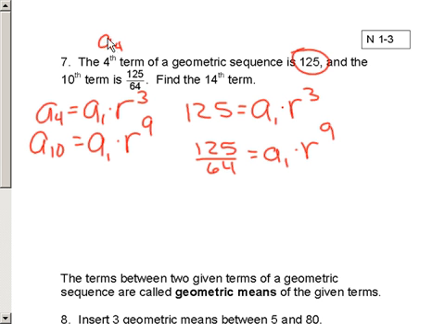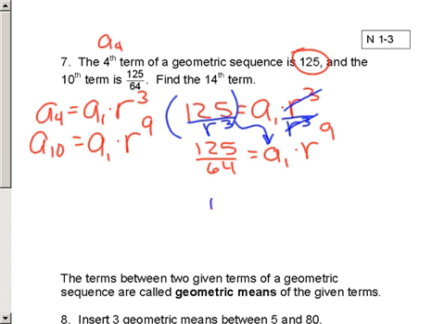Can I just divide by R cubed? I'm getting A1 by itself, and then I'm going to substitute that into the second equation. So we have that A1 is equal to 125 over R cubed. I feel like you're solving for it. So then you take this and plug it in to there.